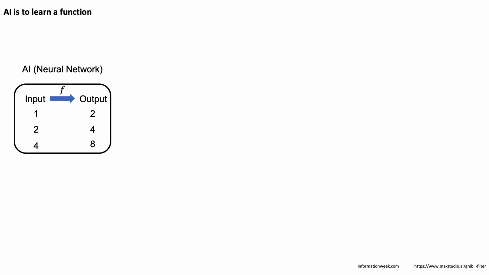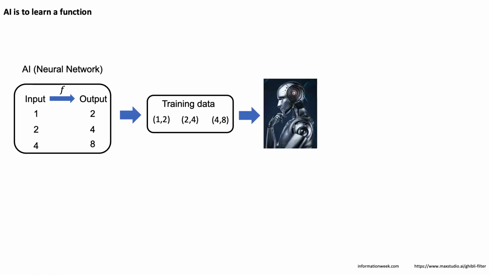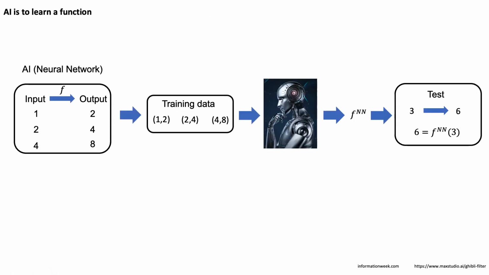So what is AI? AI is to learn a function. If you have a function with input and output data, you want to guess what f is. Then the training data are input and output pairs. And using AI, I will not go into detail about this, you can estimate some candidates of f, denoted by f_NN, a neural network. Then when there is a new input, which is not in the original input data, you can get some output.